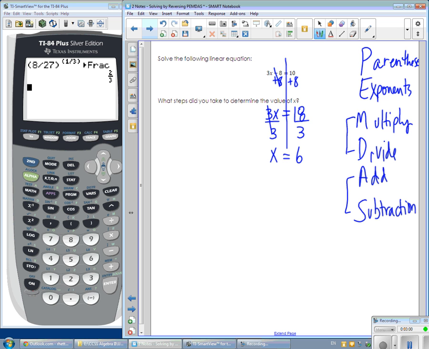Some of the things you need to remember is that addition and subtraction are inverses of each other. If I have an addition problem, I can undo it with subtraction. Same with multiplication and division. If I'm multiplying and I want to undo multiplication, I use division. Or we can multiply by the reciprocal, which is the same thing.